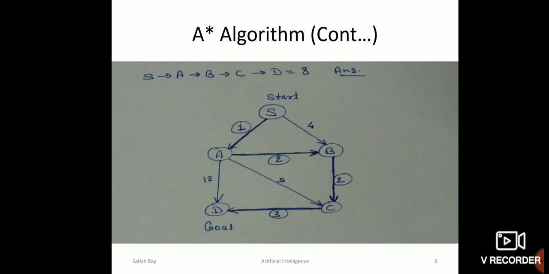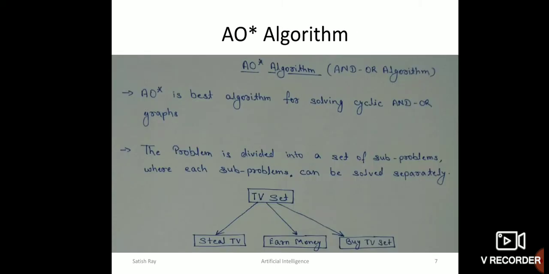So similarly, we will work in the AO star algorithm also. So what is the difference? We will see first. The AO star algorithm is the best algorithm for solving cyclic AND-OR graphs, and it is applicable where the problem is divided into a set of sub-problems where each sub-problem can be solved separately. So we will take one example.